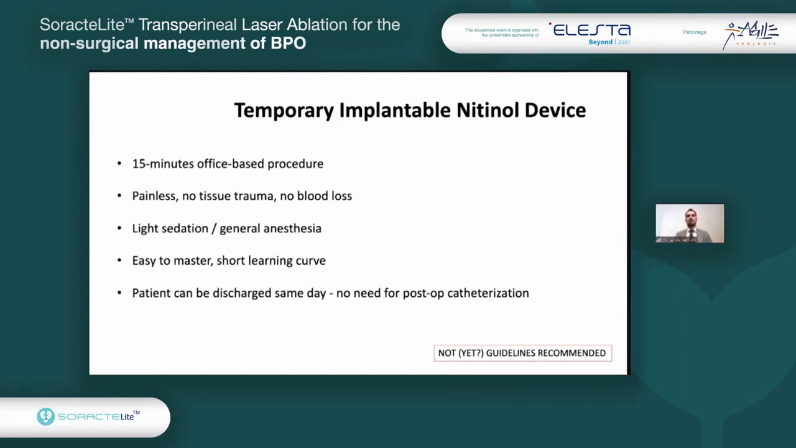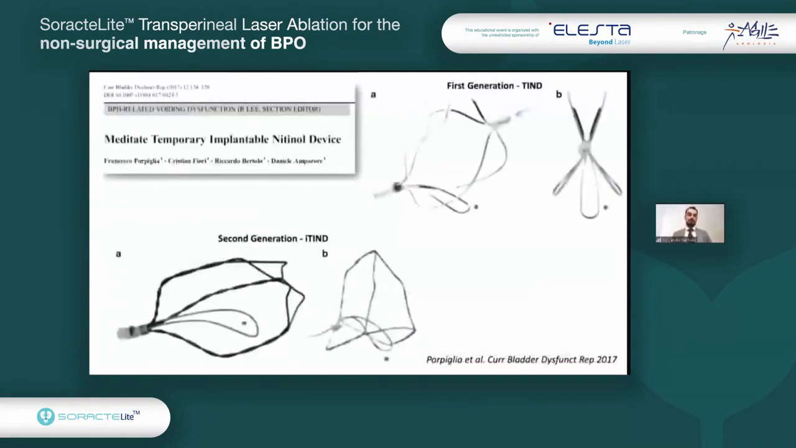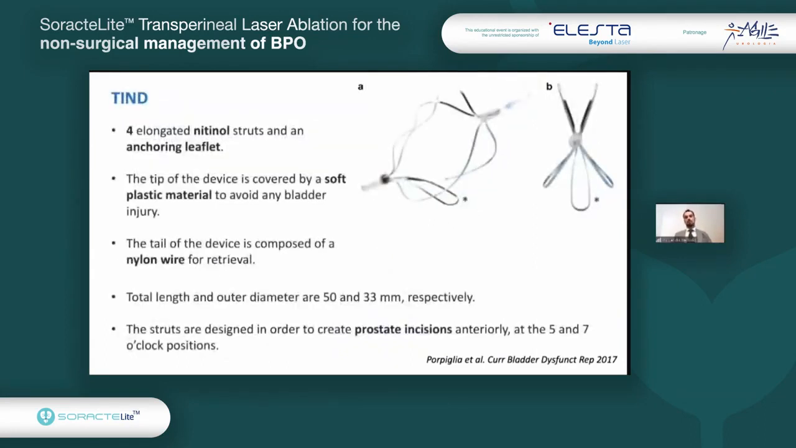It's very easy to master, and the learning curve is extremely short. The patients are usually discharged on the same day, and there is no need for postoperative catheterization, according to the factory producing the temporary implantable nitinol device. This device has had a first generation and a second generation with some different features. The first one is called the iTind, the temporary implantable nitinol device with 4 nitinol struts.